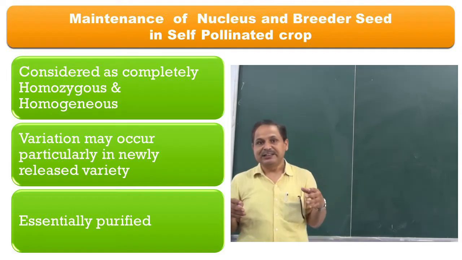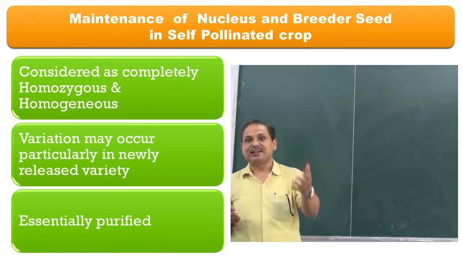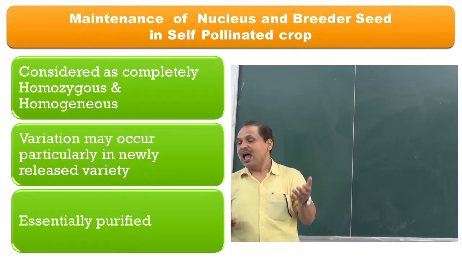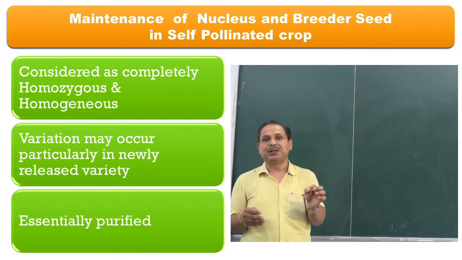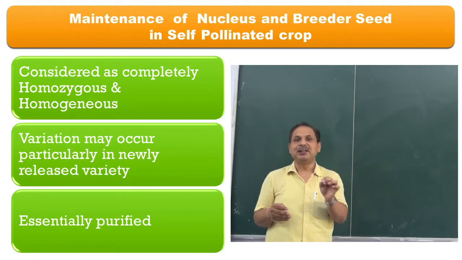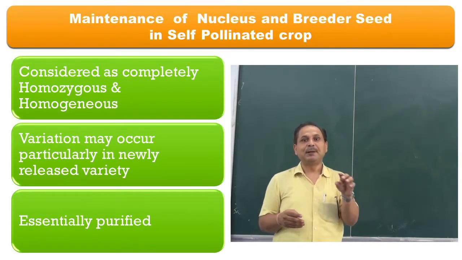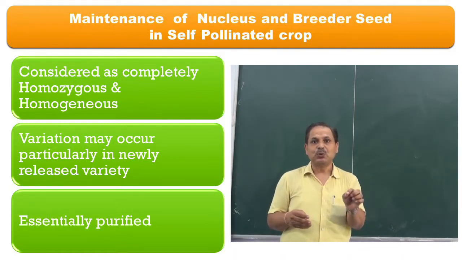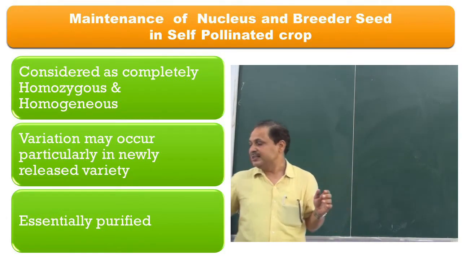Variations occur due to several reasons: mutation, natural crossing, mechanical mixtures, etc. And particularly the genetic mixture may be due to a newly released variety. In the process of developing a newly released variety, if genes are heterozygous at a particular locus, they may segregate in the next generations, and that will create variations. So it must essentially be purified.